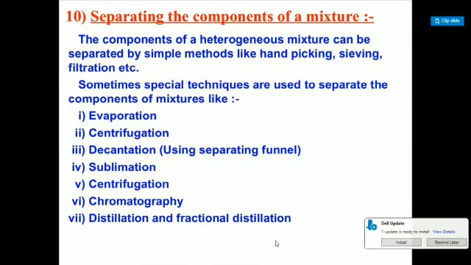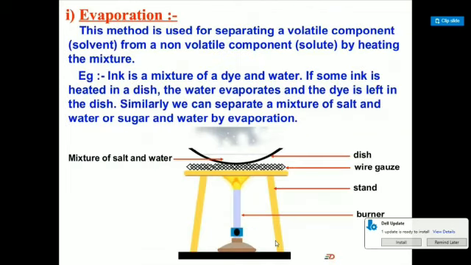So, what is evaporation? I think you know. The method is used for separating volatile components from non-volatile components. Volatile means something that evaporates easily; non-volatile means it does not evaporate. Normally the solvent is volatile and the solute is non-volatile. For example, ink is a mixture of dye and water. If some ink is heated in a dish, the water evaporates and the dye is left in the dish. Similarly, we can separate a mixture of salt and water, or sugar and water, by evaporation.